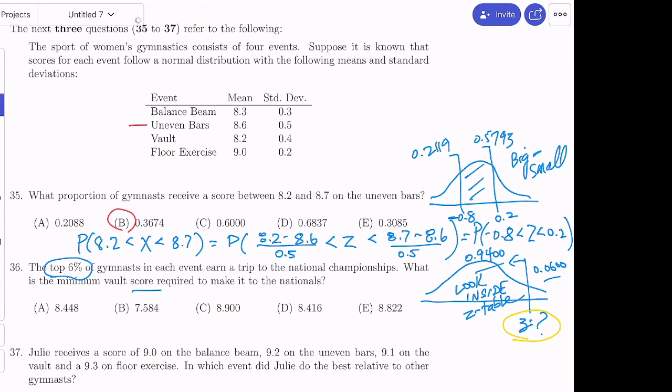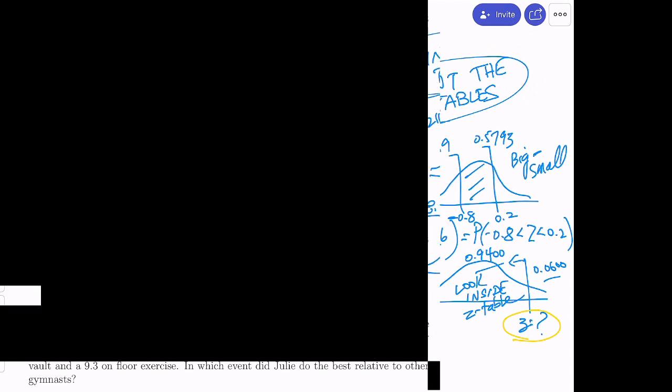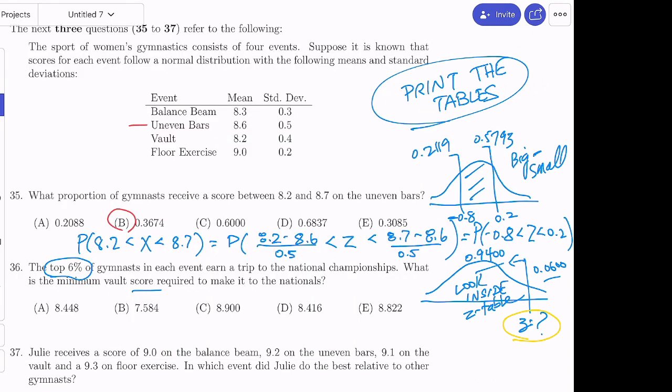Yeah, you should really print the tables, or you're not going to be able to do this on a test. So you need to print your notes out. Print the tables at the very least. Or you can go to Excel, if you know how to use Excel. Let me see if I can use Excel for this.